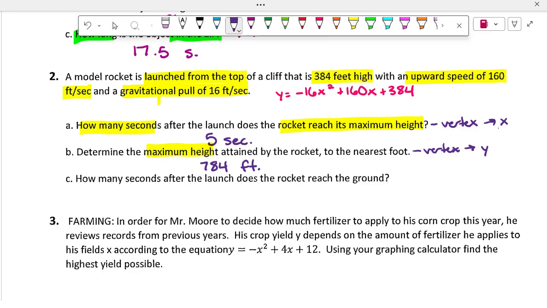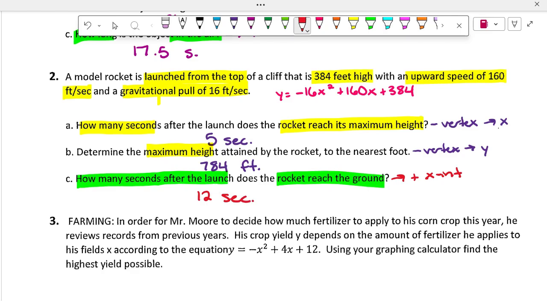Now, it then asks, how many seconds after the launch does the rocket reach the ground? So reaching the ground, that's which key feature? Positive x-intercept. So what'd you get? 12 seconds. Any questions on 1 or 2?